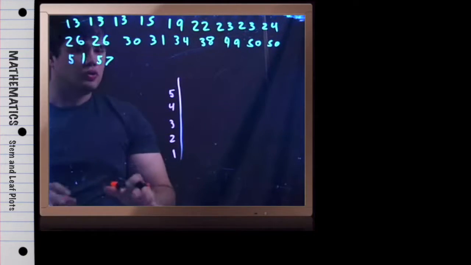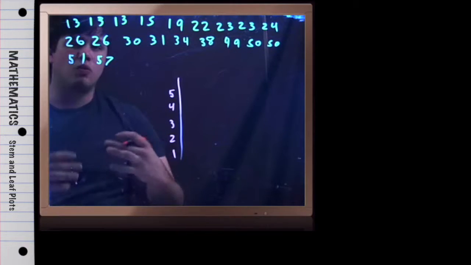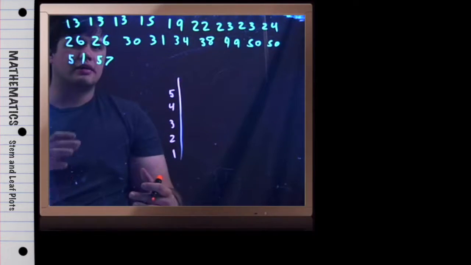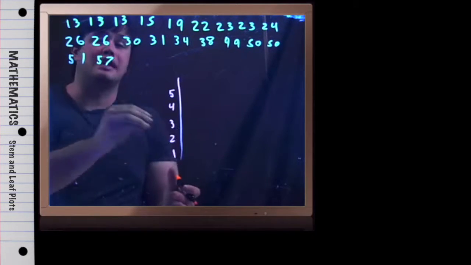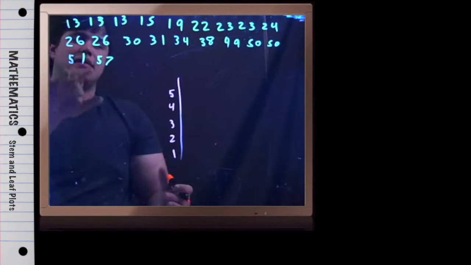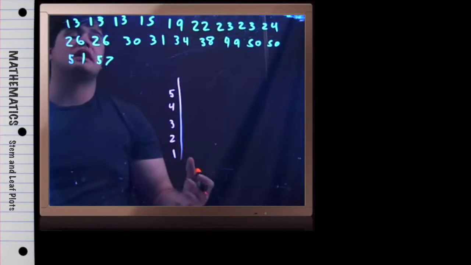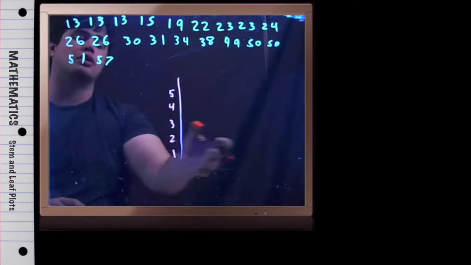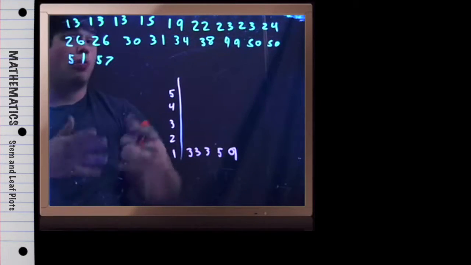What you do is you go to this 1 here and you look at all the numbers that have a 1 in the tens place, and you put their ones position after it, including repeats. So that means we have these 3 13s. You need to write it 3 times, and you put it in ascending order. Now we're done with the 1 in the tens place.